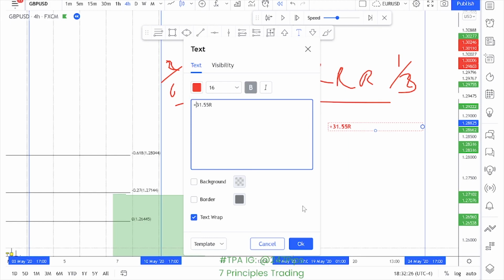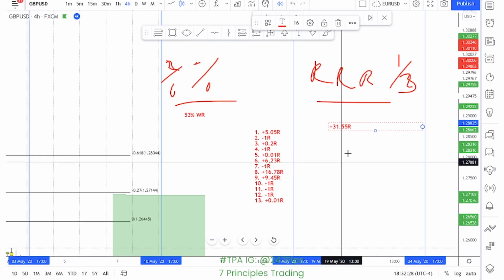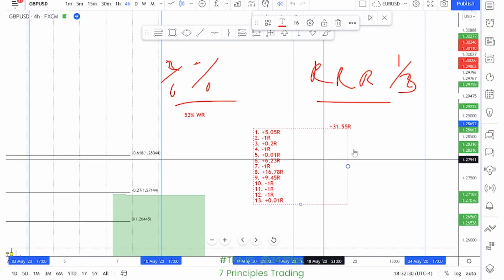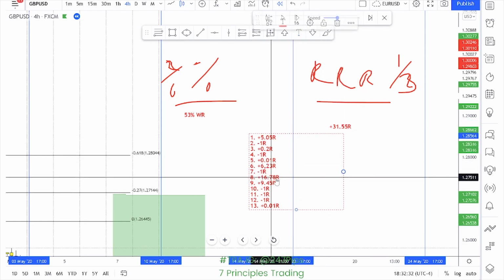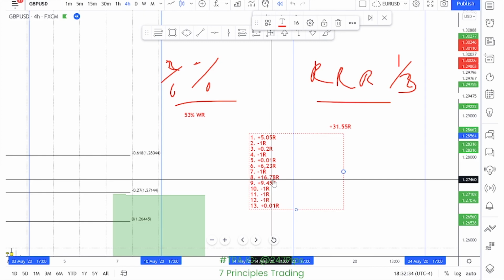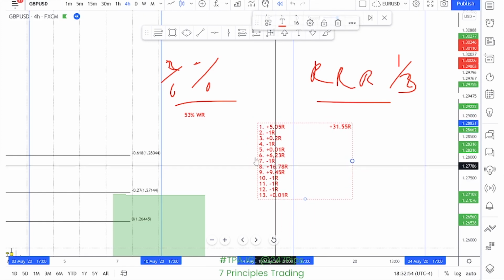Yeah, so at the end of the day, we're still netting 31.55R, okay? And we know based on what we were risking, we took 13 trades, so that would have been risking 13R to make an actual 31.55R. So we just need to keep these things in mind, okay? What is the win rate? What is the risk to reward ratio that we're taking on our trades? And are these things equaling a positive number, okay?